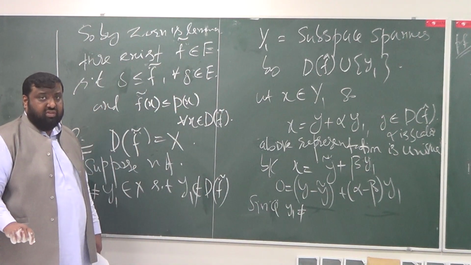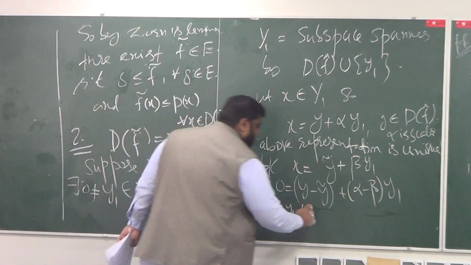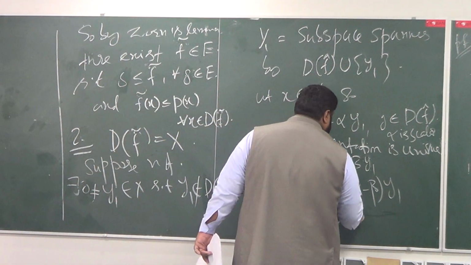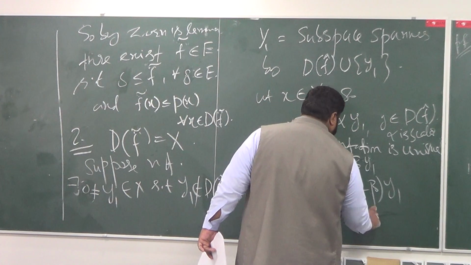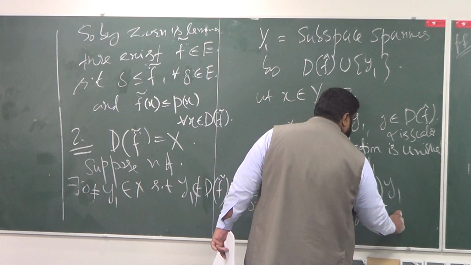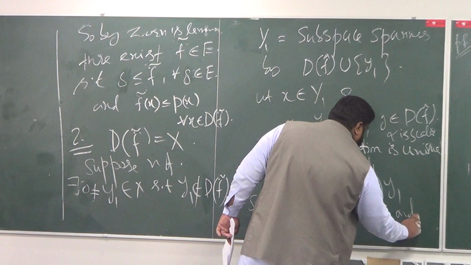Since y1 is not 0, this implies that y must be the same as y tilde and alpha must be the same as beta.